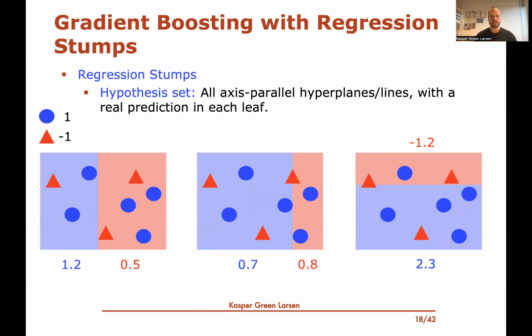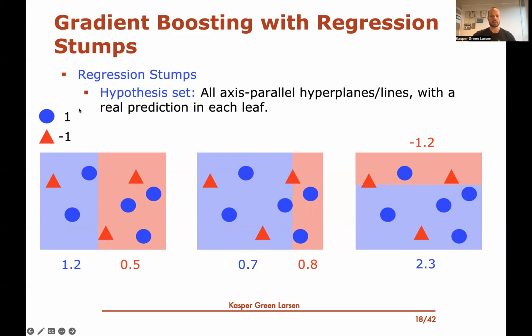So let's run gradient boosting, and let's say that our base learning algorithm is a regression tree, and we're just going to do really simple trees. We're going to do regression stumps, right? So just a single question, either a vertical line or horizontal line, and then you have to make a prediction in each of the two sides, and this is a real value prediction.